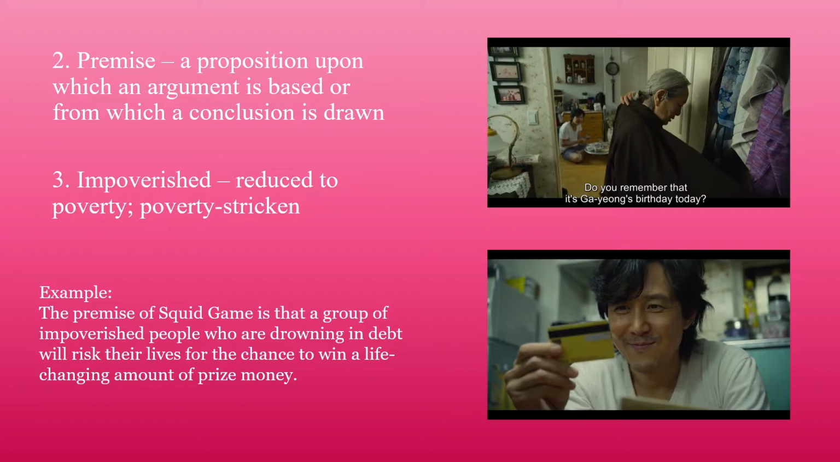3. Impoverished. The O is like an ah, impoverished. Reduced to poverty, poverty-stricken. Example. The premise of Squid Game is that a group of impoverished people who are drowning in debt will risk their lives for the chance to win a life-changing amount of prize money.